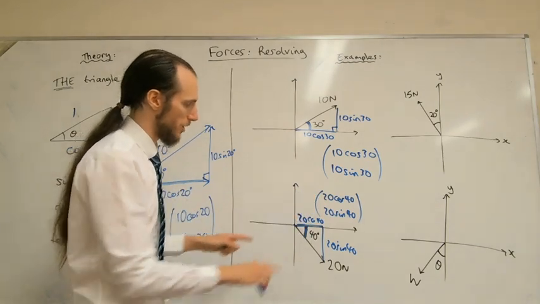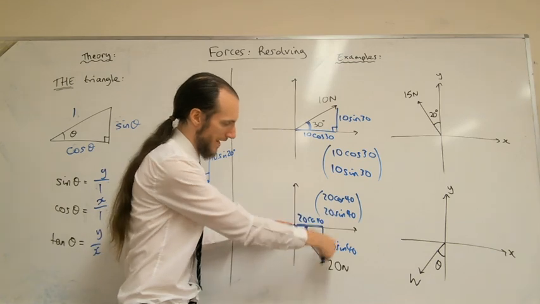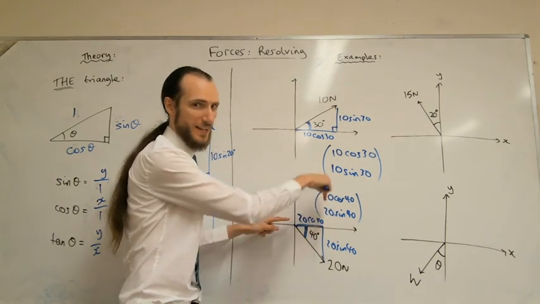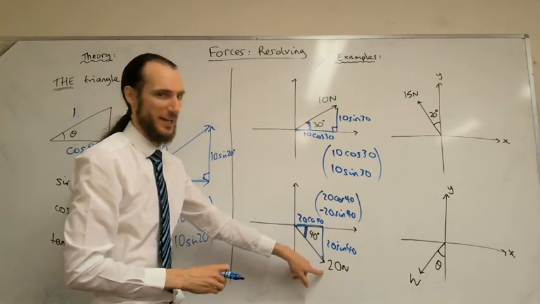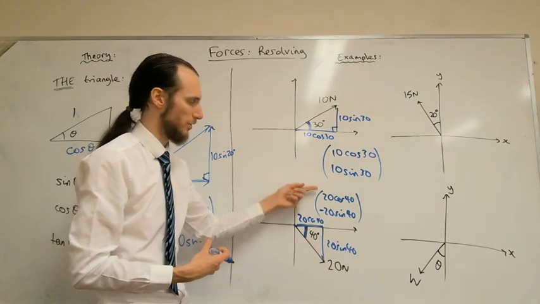Now signs. It's going positive in the x direction, but negative in the y direction. It's going right, which is positive, and down, which is negative, right? So positive sign here and negative sign here. You can see this coordinate here would be positive for x and negative for y. Positive, negative.